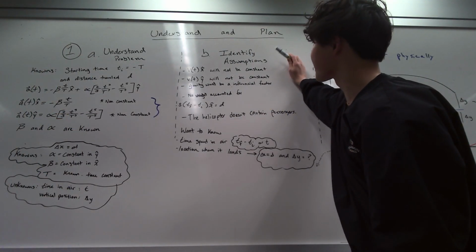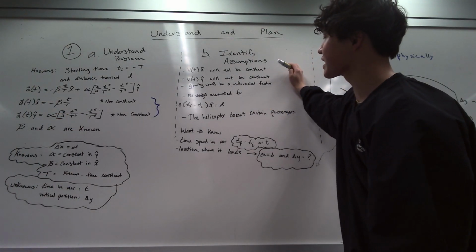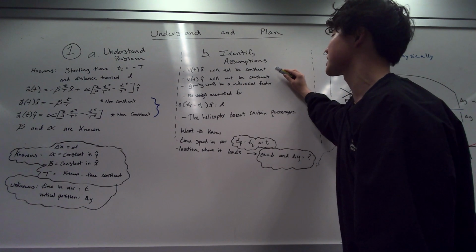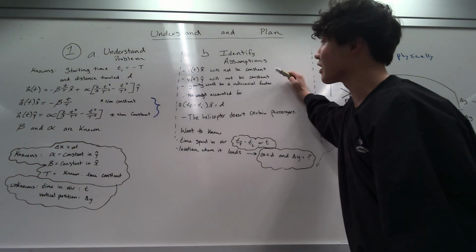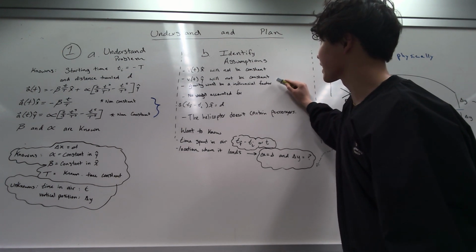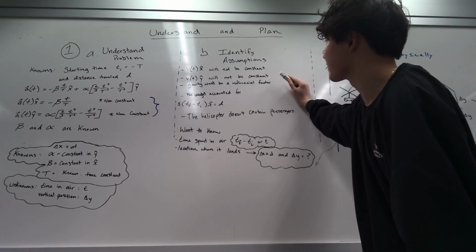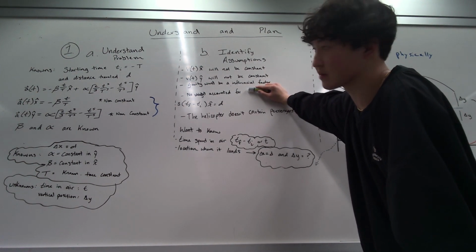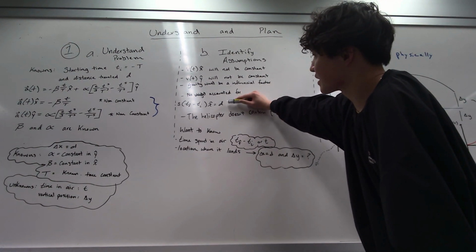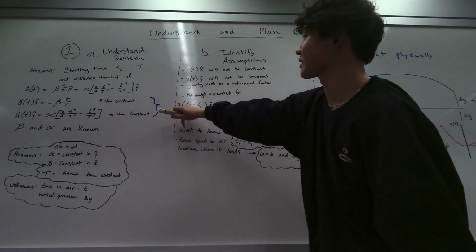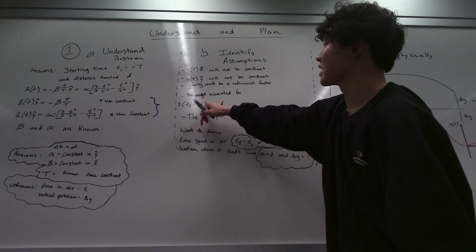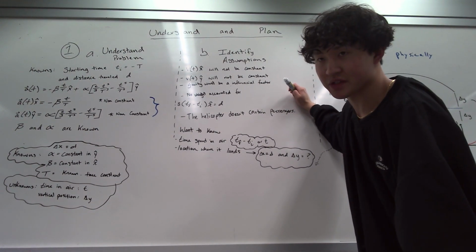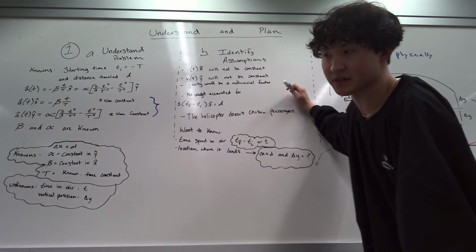Alright, so for identifying assumptions, the velocity in the horizontal direction will not be a constant, and the velocity in the vertical direction will also not be a constant. Another thing we can assume is that gravity won't be an influential factor, and weight won't be accounted for either. In this equation of position, we have t final minus t initial equals distance, and we can assume that the helicopter doesn't contain any passengers as well.